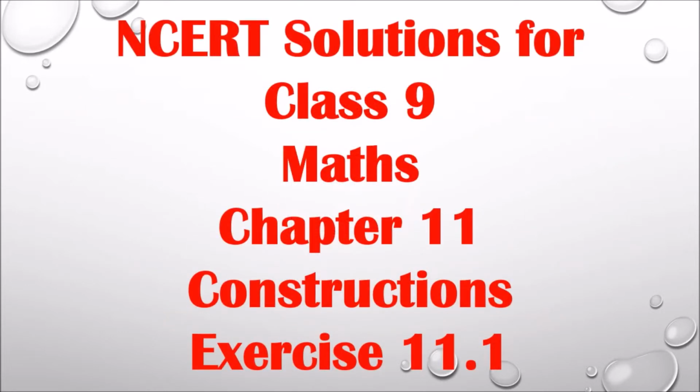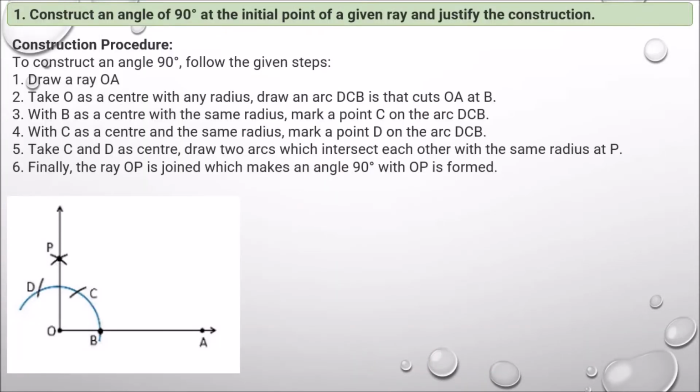Today we will see a video related to NCERT Solution for Class 9 Mathematics Chapter 11 Constructions, Exercise 11.1. So let's solve the textbook exercise. The first question is, construct an angle of 90 degrees at the initial point of a given ray and justify the construction. So the construction procedure, to construct an angle of 90 degrees, follow the given steps.